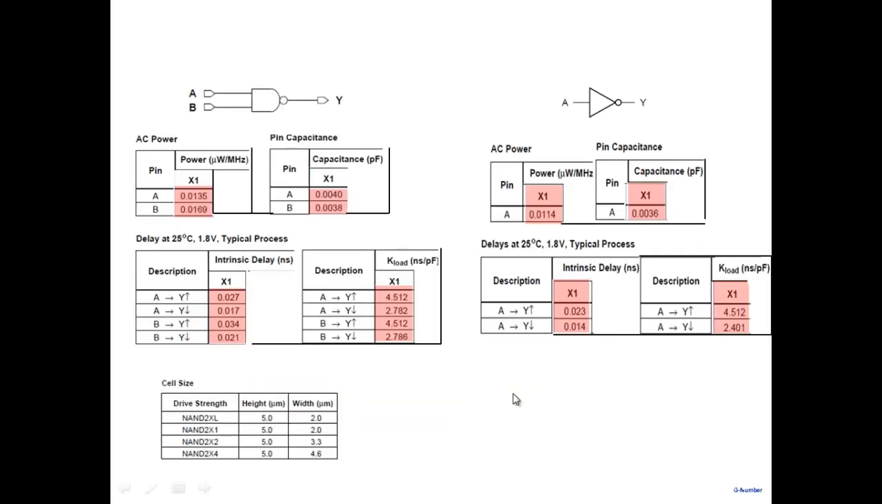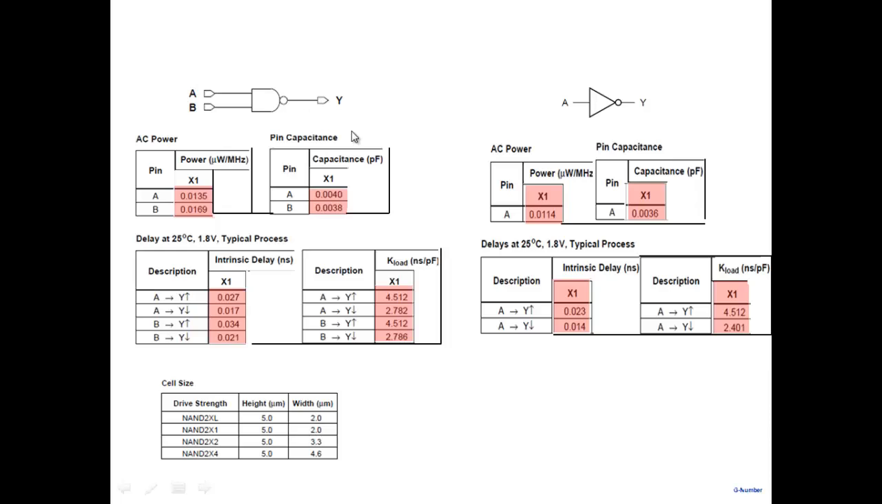These are actual delay values. This is for 180 nanometer, not for our design. And I don't know how they've designed the NAND gate. That information is not available. How did they size the transistors here? I don't have any information, but we are just comparing.